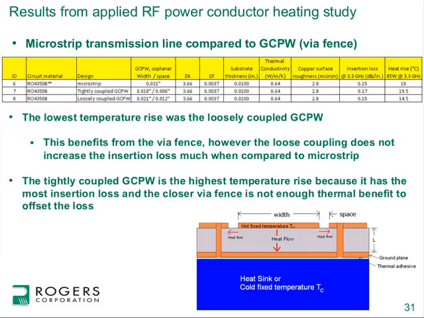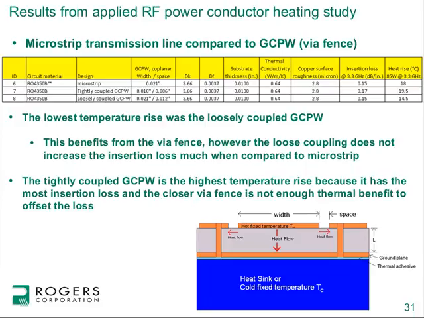And here's a matrix of just some of the study. Again, we're using all the same material. In this case, it's all 10 mil thick RO4350B. The microstrip circuit is ID number 6, and then a tightly coupled grounded coplanar waveguide is ID 7, and loosely coupled is ID 8. What I mean by loosely and tightly coupled is, in my picture in the bottom right there, the space between the signal conductor width and the adjacent grounds. If it's tightly coupled, then that space is very small. If it's loosely coupled, that space is large.